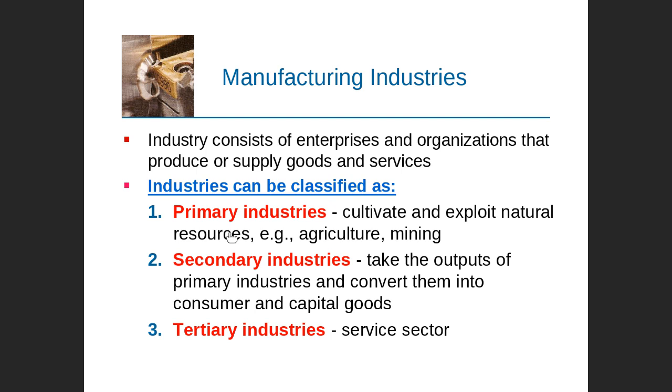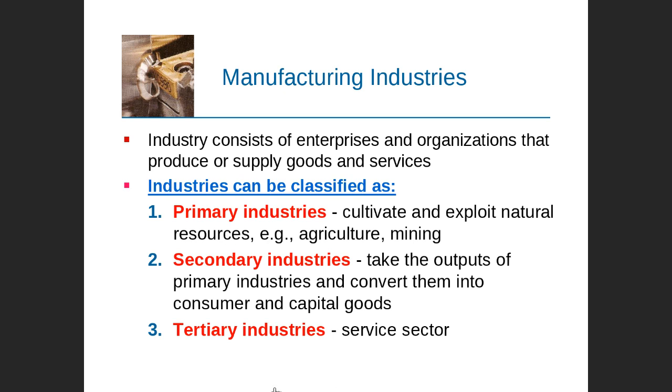So primary industry cultivates the natural resources, only the natural resources. That's it. This is the function of the primary industry. Secondary industry takes the output of the primary industry to refine it and make it a customer product. Tertiary industry is the service sector.